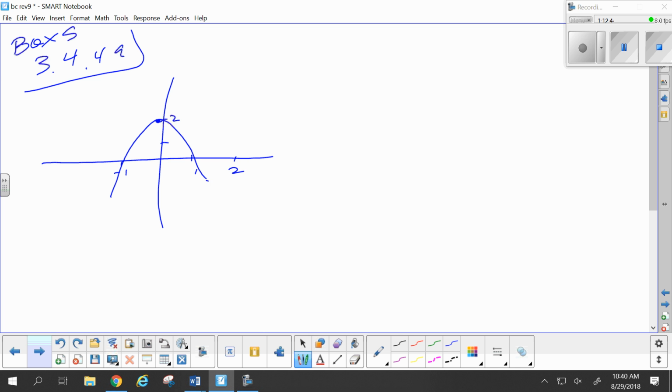And somewhere in here. Okay, this is f of x. All right. Your goal is to sketch f prime and f double prime.